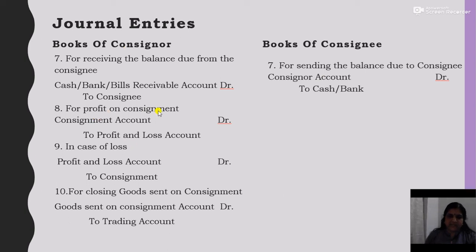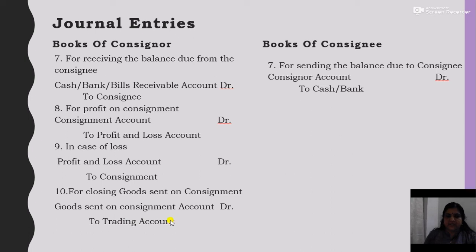So for profit on consignment, the journal entry is consignment account debtor to profit and loss account, and in case it is loss, then the reverse entry will be passed. That is profit and loss account debtor to consignment. Then finally, for closing goods sent on consignment, that is goods sent on consignment will be closed by transferring to trading account. So the entry will be goods sent on consignment account debtor to trading account.